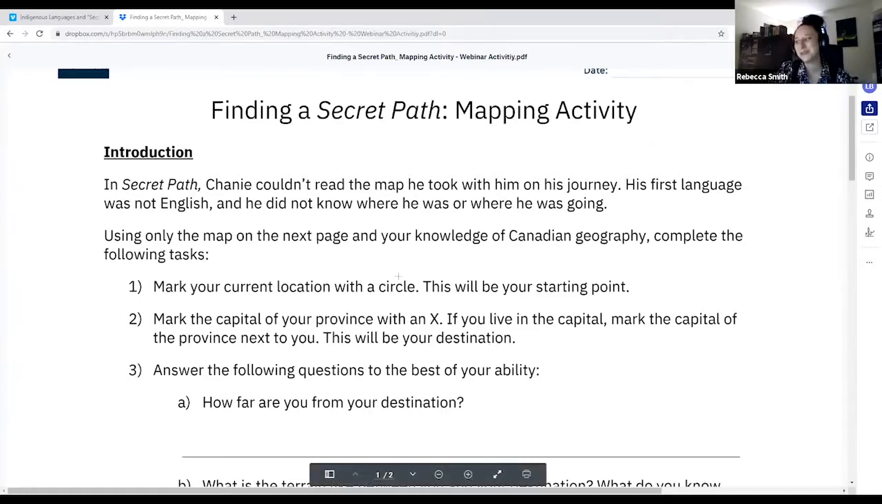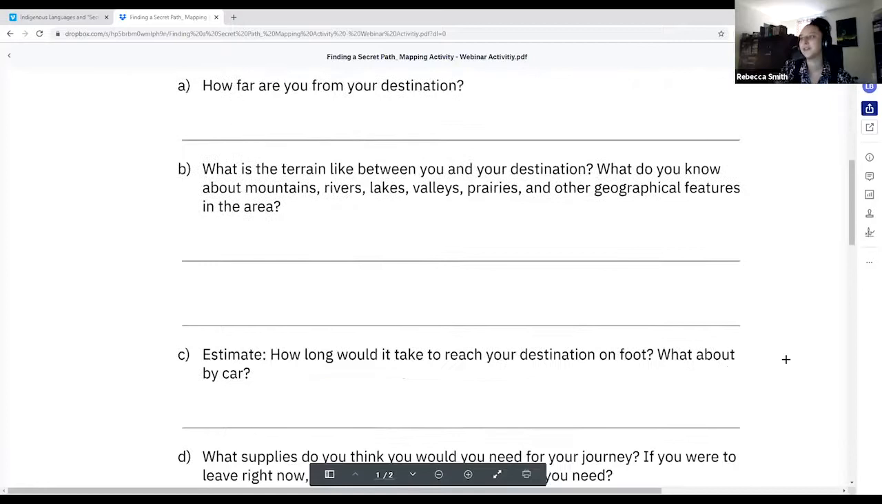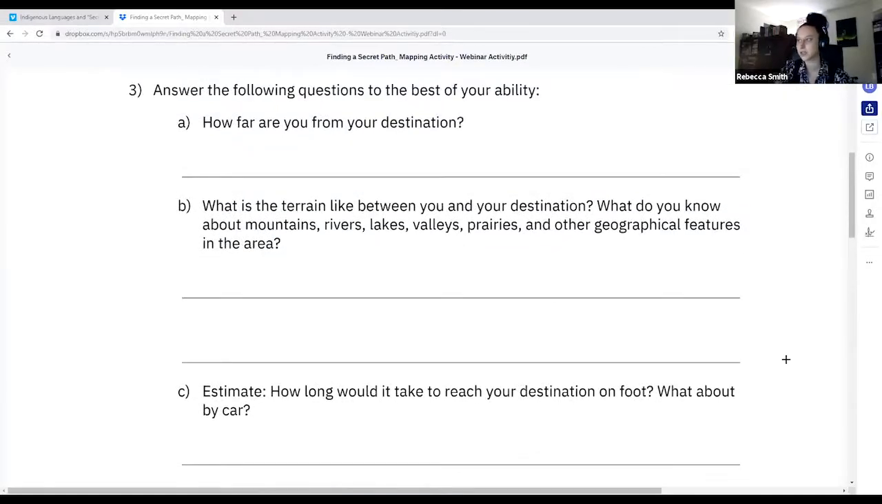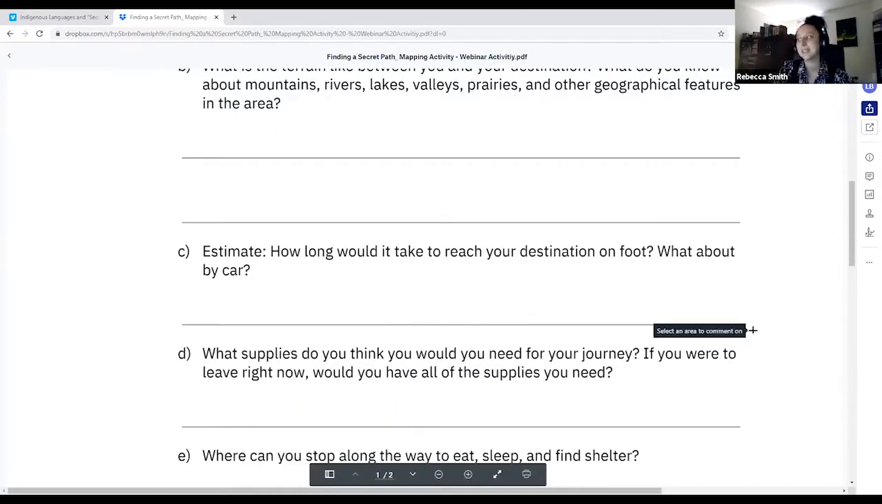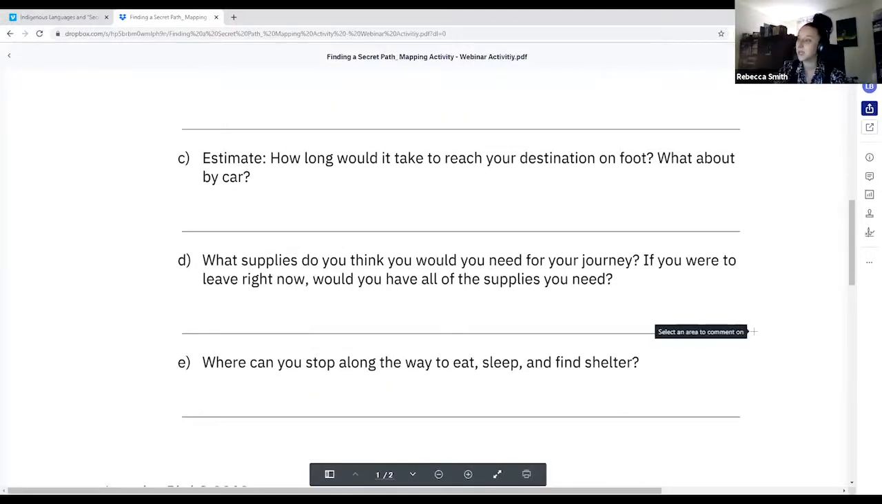So once you've figured out where your current location is and where the capital of your province is, there are going to be a few questions that we're going to ask you to answer. How far are you from your destination? What is the terrain like? How long would it take you to get there on foot or by car? What supplies would you need? And where can you stop along the way to eat, sleep, and find shelter?